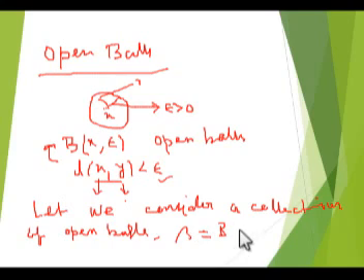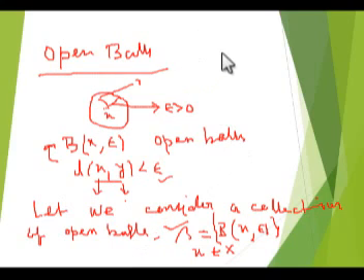This is all open balls B(x, epsilon), where x belongs to the set X. So for beta to be a basis for a topology, we have to fulfill 2 axioms.